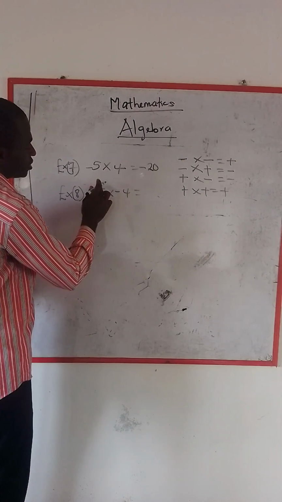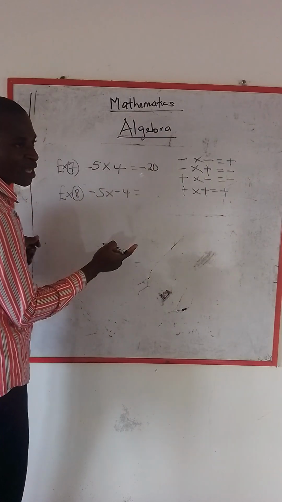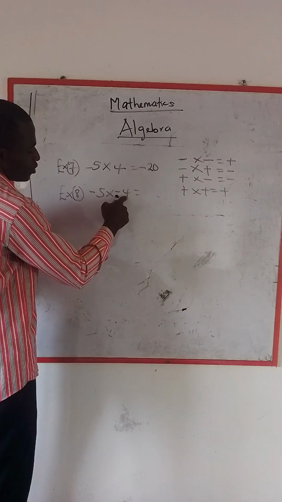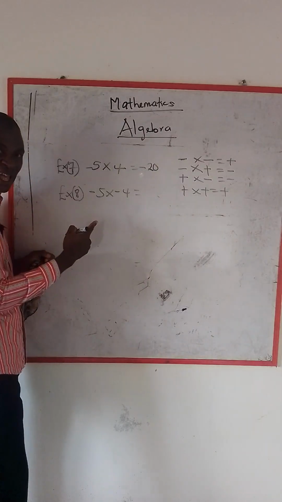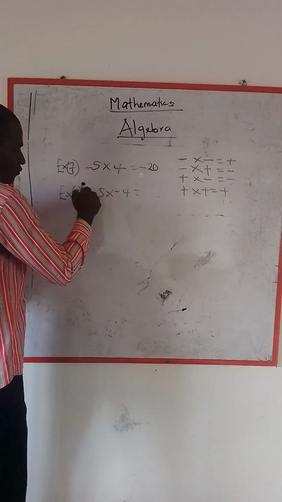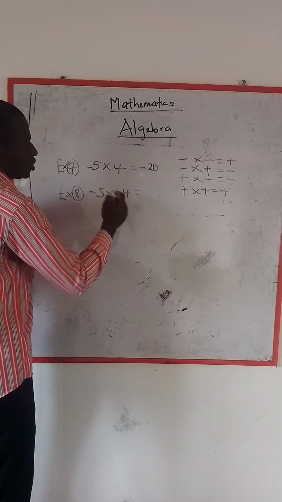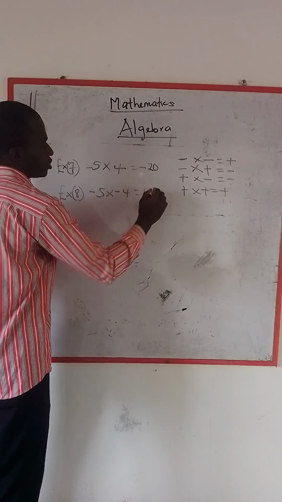Minus times minus. This is where we multiply signs. Not the situation whereby we have minus 5 plus 4. We will not be saying minus times plus. No. This is the situation where we multiply signs. First of all, you see minus times minus will give us what? Plus. 5 times 4, don't forget, will give us what?